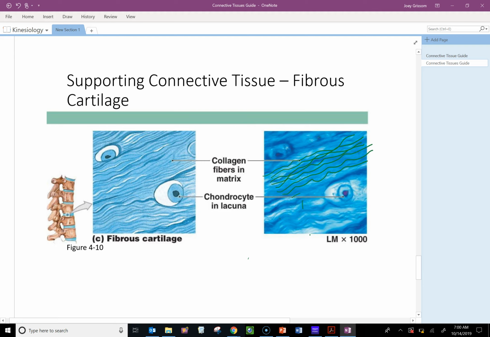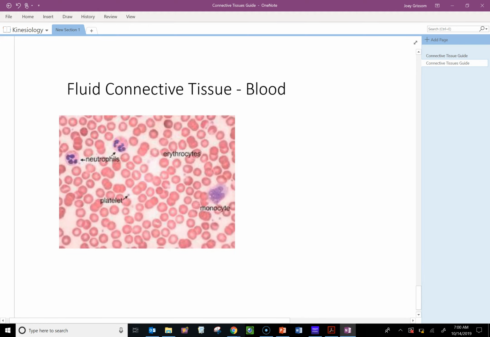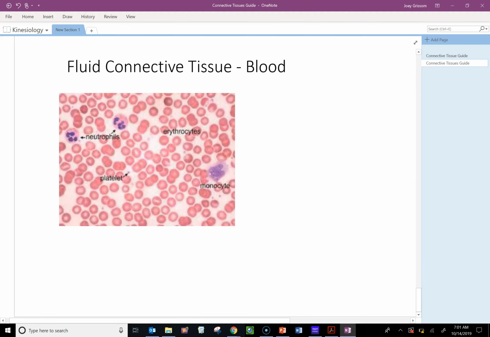Okay, so this is a lot like what we see with our dense connective tissue, like in tendons and ligaments, except the cell type is very different. You see here we have the much larger chondrocyte in a lacuna placed inside of this tissue. But the last one that I wanted to point out was our fluid connective tissue. So again, this is looking at blood. With blood, there are specific cell types. So when I say erythrocyte, that's going to be your red blood cell.